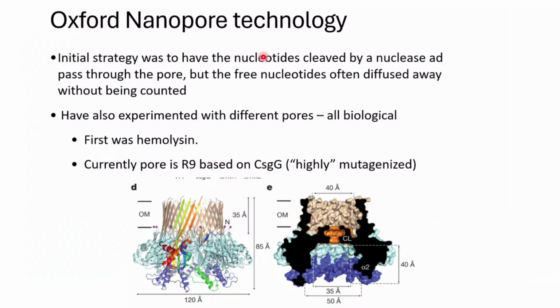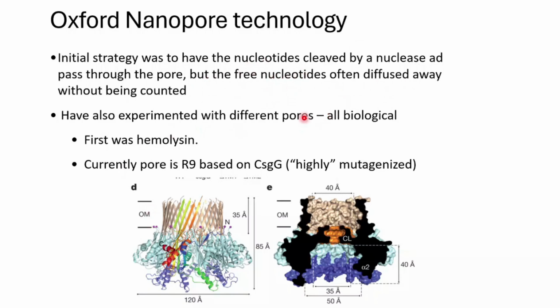So the initial strategy was not this though. The initial strategy was that they were allowing the DNA to go inside the cell, and then they were cleaving the DNA as it goes through the pore, and every time a nucleotide was removed, those nucleotides were creating a signal, and that signal was being assessed. The problem with this is that some nucleotides would run away and would not be detected, and so that was changed, and I'll tell you what they did to change it. But let's start talking about the pore first.